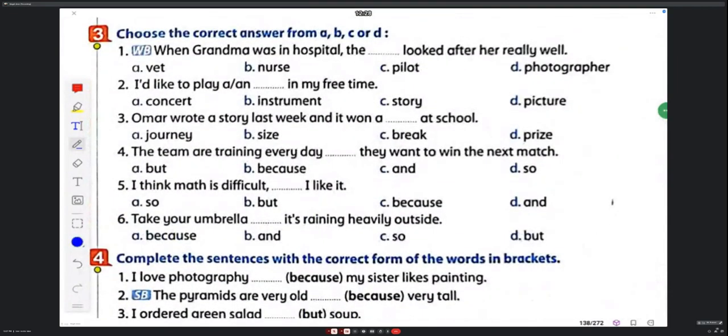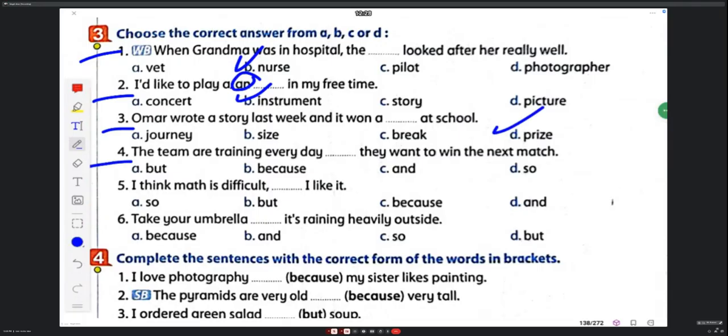Question number one. When grandma fell, the nurse looked after her really well. The nurse. Number two. I would like to play an instrument in my free time. An instrument. Number three. Omar wrote a story last week and it won a prize at school.